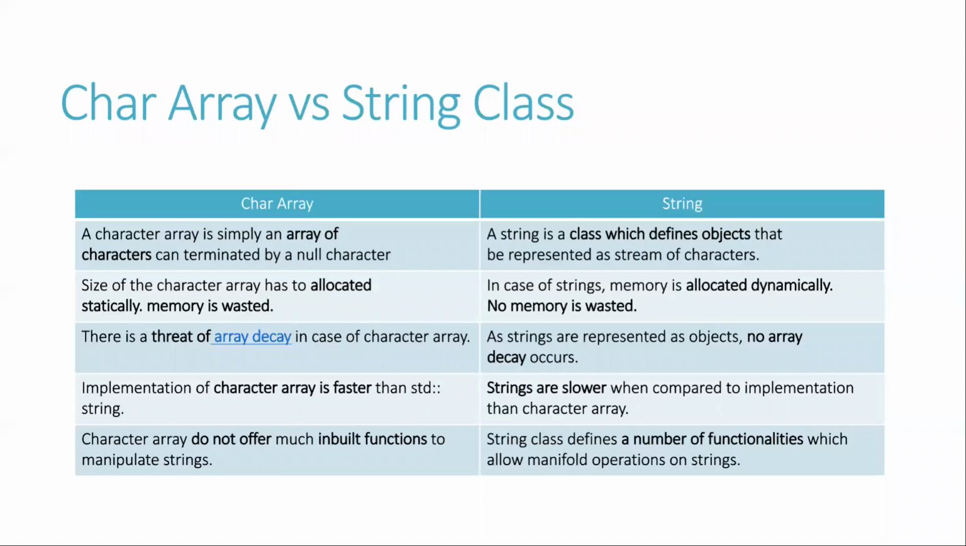Some comparisons, or some differences, I have listed out over here. I am just explaining point by point. First one: a character array is simply an array of characters terminated by a null character. Character array must be terminated by the end of the line, or the slash-zero null character, right? And string is a class, and we can create objects. So whatever we created, those were the references or the objects of this. So string is a class which defines objects that can be represented as a string of characters, right?